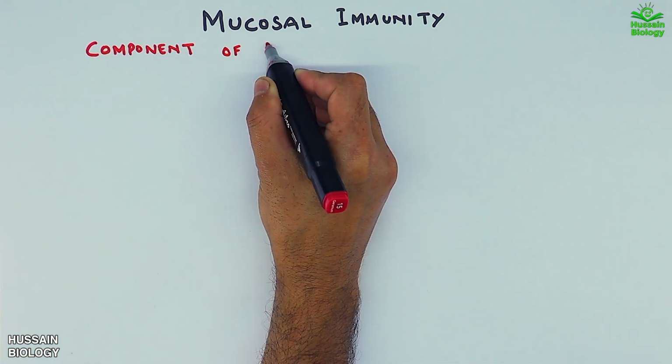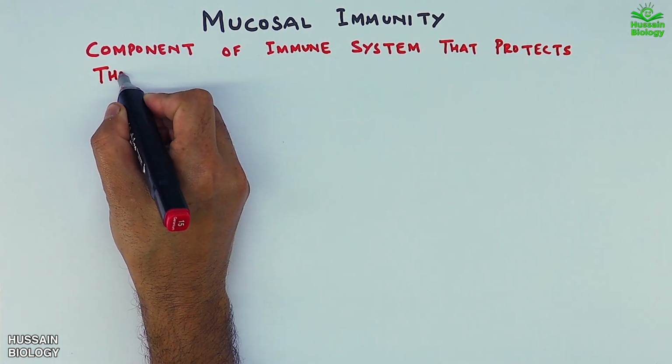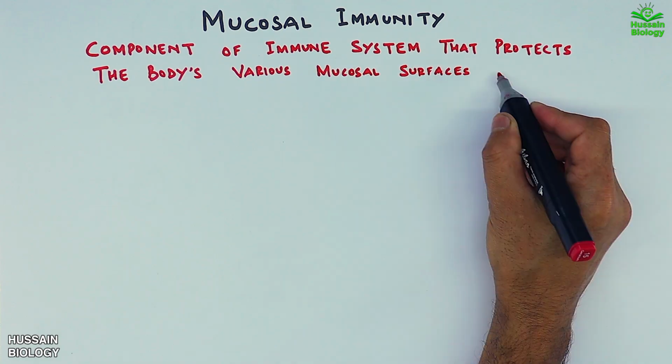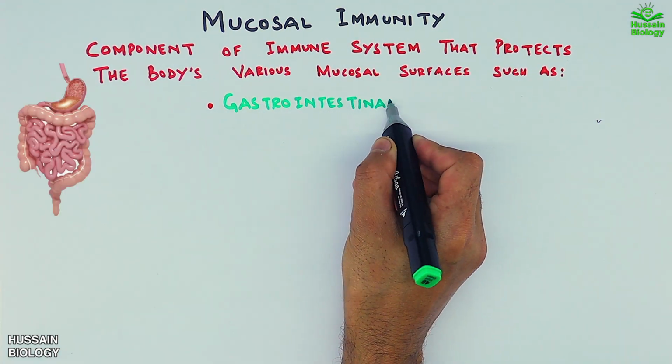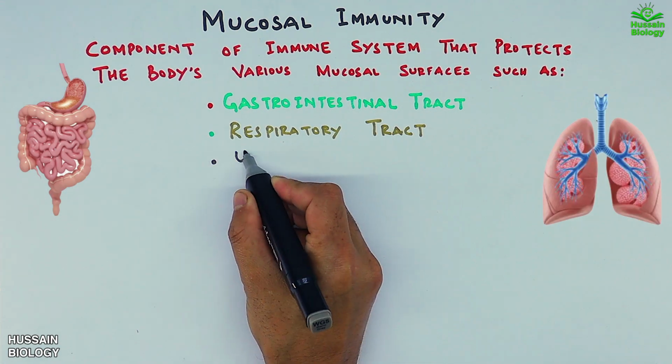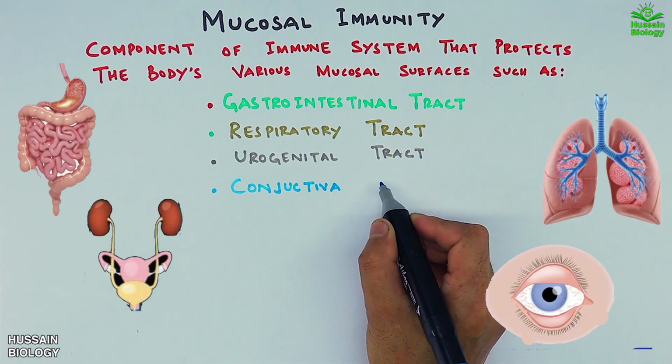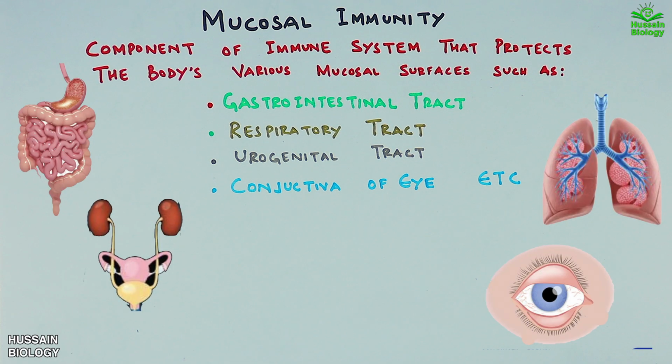In this video, we are going to discuss mucosal immunity. Mucosal immunity is the component of the immune system that protects the body's various mucosal surfaces, such as the gastrointestinal tract, respiratory tract, urogenital tract, and the conjunctiva of the eye, and many others.